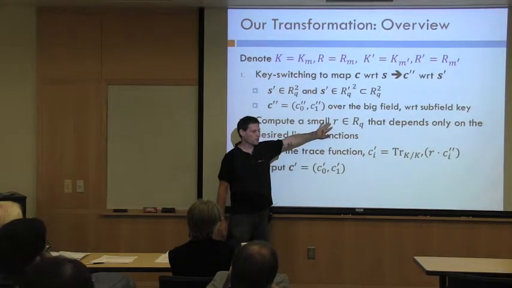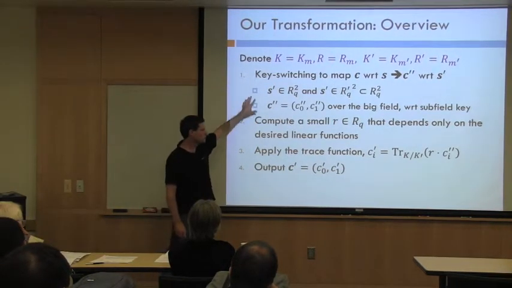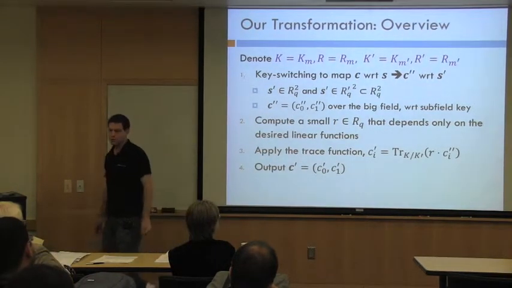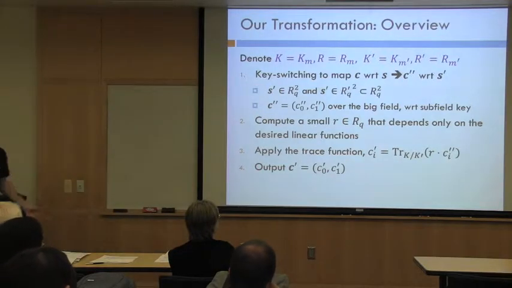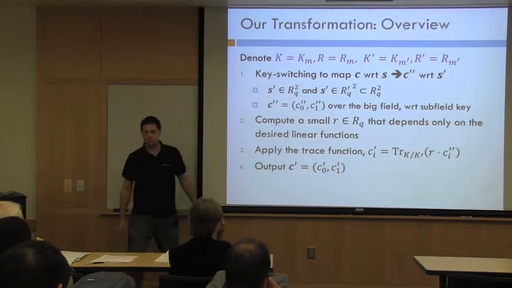And that's it. So as transformations go, assuming that you know ahead of time what linear transformations you would want to apply, then you can compute this R at the beginning of time. So the only thing you need to do is key switching followed by applying the trace function. And this is, in terms of transformation, very fast, very efficient, and also noise conserving, because this element is going to be small.